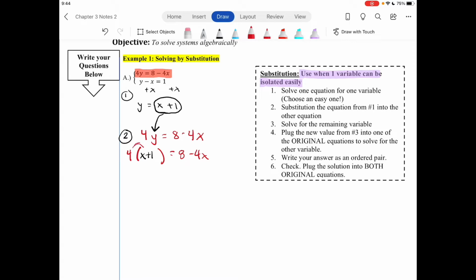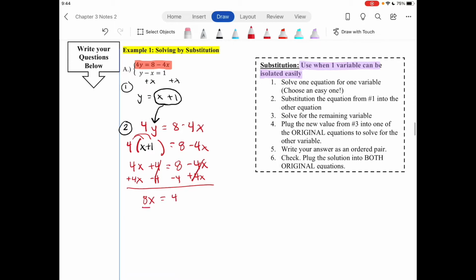We'll make sure to distribute the 4 to both terms, so 4x plus 4 is equal to 8 minus 4x. Then we can add 4x to both sides, and we can subtract 4 from both sides, giving us 8x is equal to 4. Then divide both sides by 8, and x will be equal to 1/2, or we can write that as a decimal of 0.5. This gets us now to step number 3, where we have solved for one of our variables.